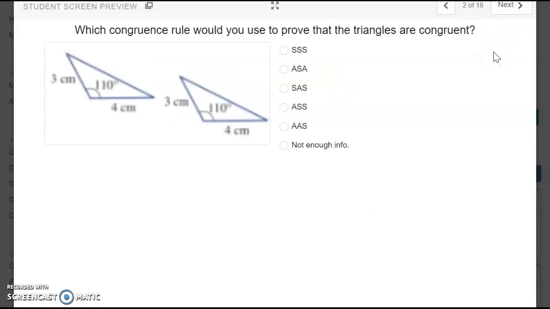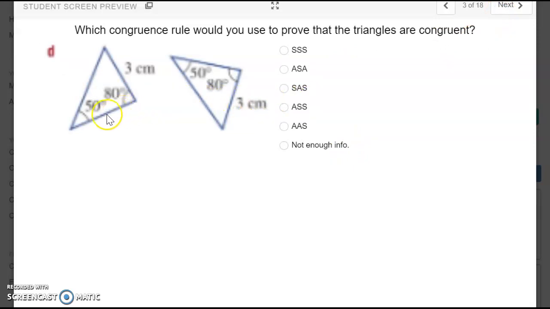All right, then which congruence rule would you use to prove that the triangles are congruent? Looking at this, what would you use? We have a side here, then we have another pair of sides, and we have the angle in between the two pairs of sides that are congruent, so it's going to be side, angle, side.